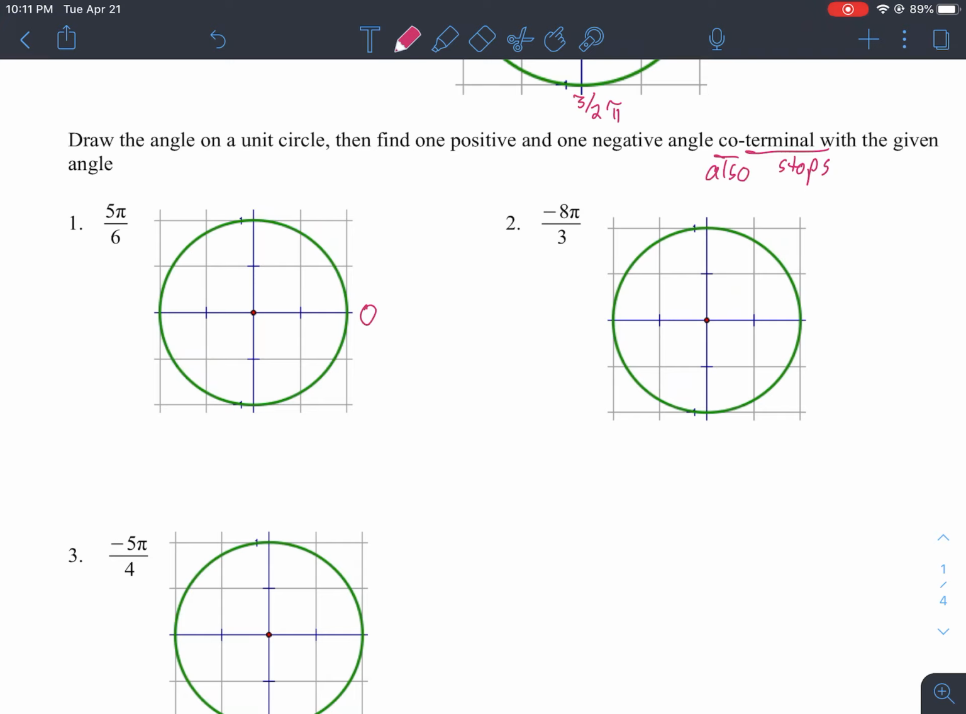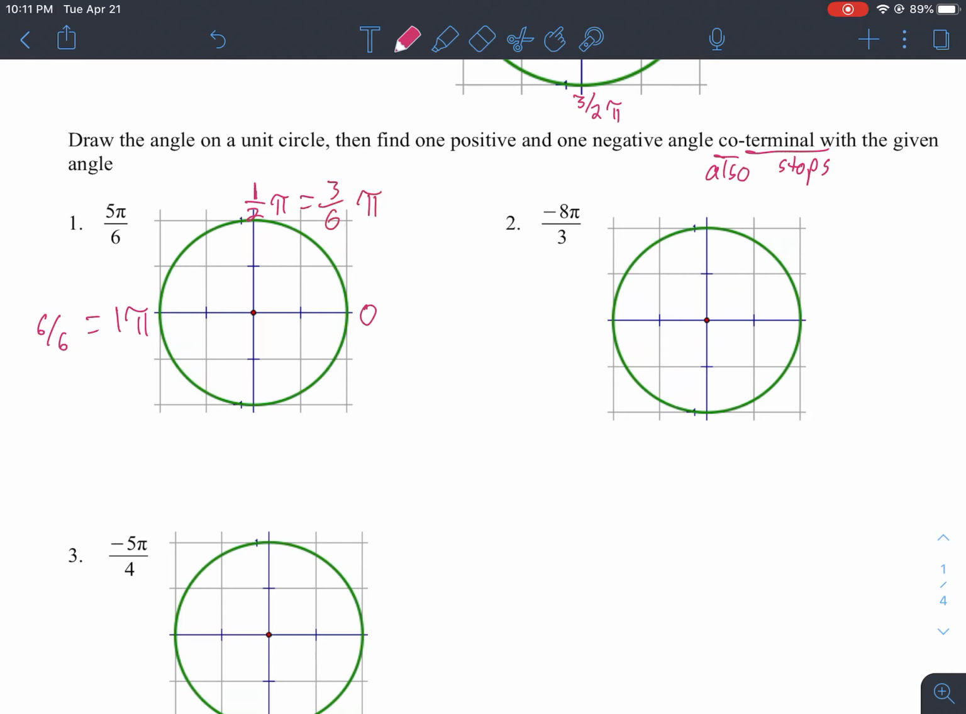So this is 0. This is 1 pi. Where in the world are sixths? Let's see here. Well, 1 pi is 6/6. So then half a pi would be 3/6.